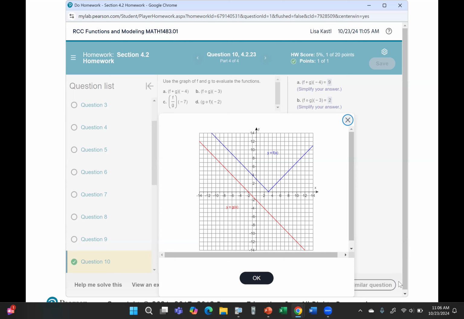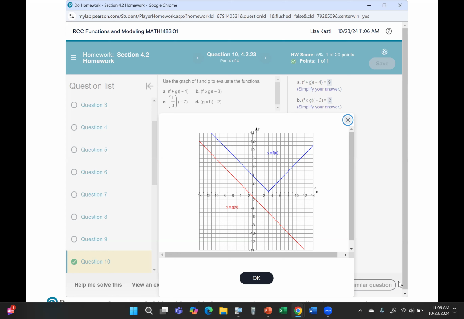-4. So we're going to go over to -4 on the x-axis, and we're going to go up where it intersects the function f, and it intersects at 7. So f of -4 is 7. Then we're going to evaluate g at -4. So we're going to go over to -4 on the x-axis, and we're going to go up where it intersects g, and it intersects at 2. So the sum of those two numbers is f plus g at -4.